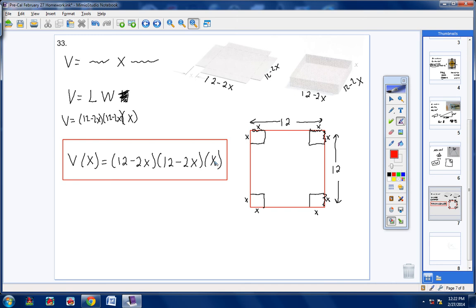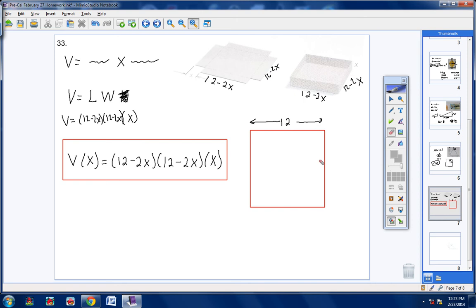Now part B says find the domain. Normally when you look at a function like this, the domain is all real numbers. I mean, x can be anything, but hold on, guys. x is referring to this length of 12 right here, all the way across. So please watch this. It's so hard to see this if you don't watch this. x is the amount you're cutting away, correct?